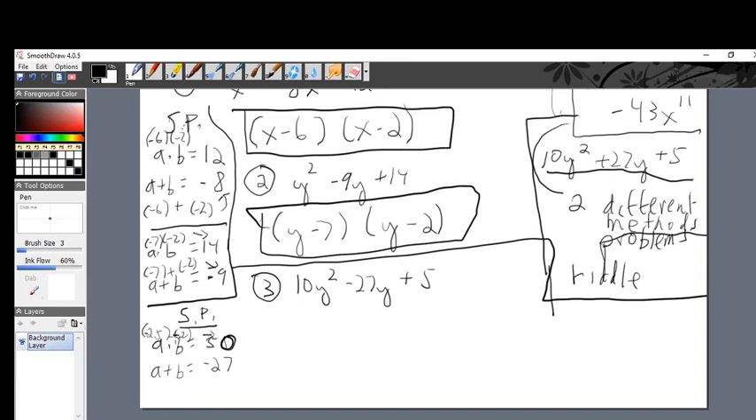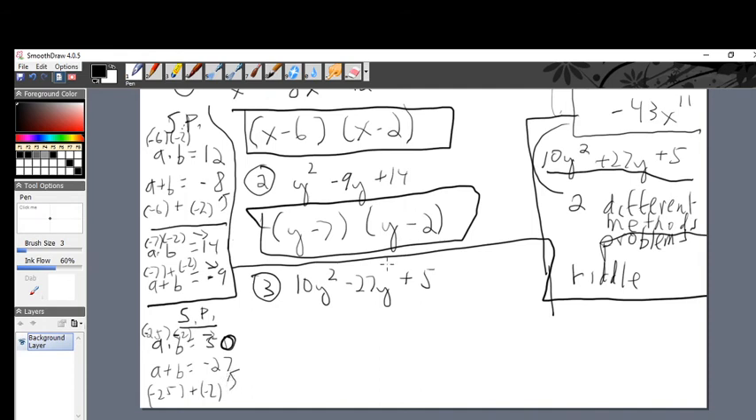I'm making a couple mistakes here in this video. I apologize, but at least I caught this pretty quick. Negative 25 times negative 2 is positive 50, and negative 25 plus negative 2 is equal to negative 27. There's our two magic numbers.